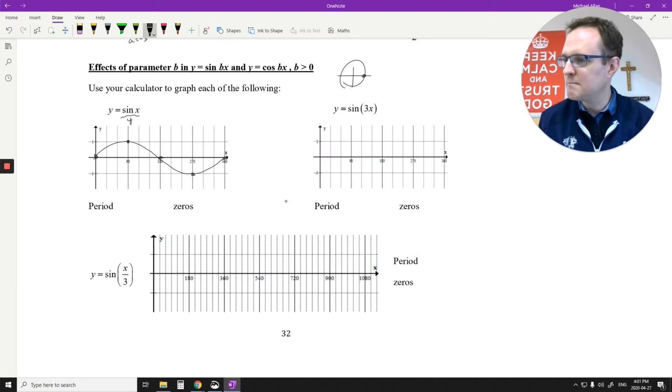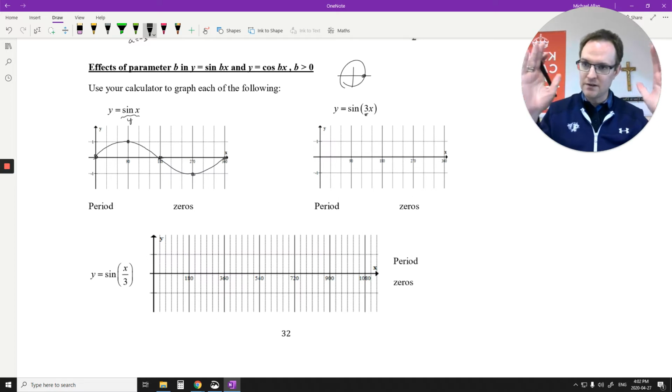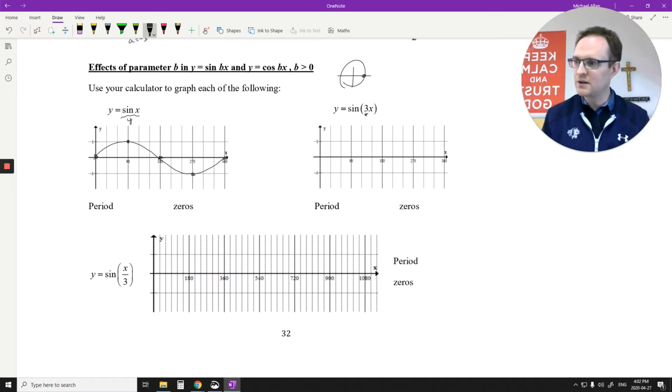So it looks like that. Okay. Now this here, when I put a 3 in it, is going to squish it. It's going to do a horizontal stretch by a factor of 1/3. So everything's going to be squished in by 1/3.